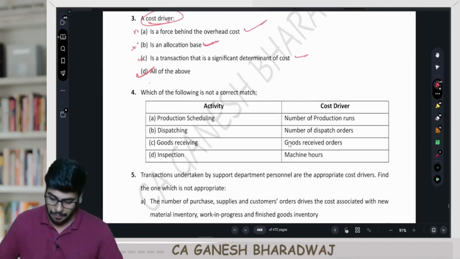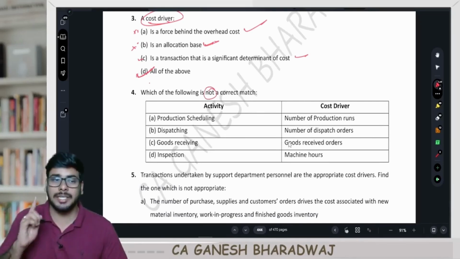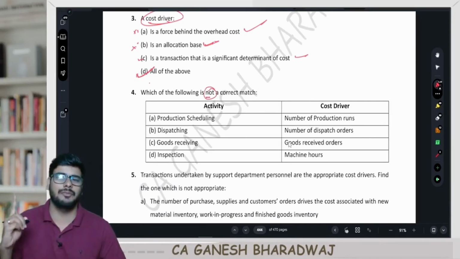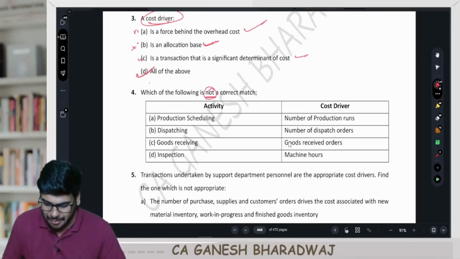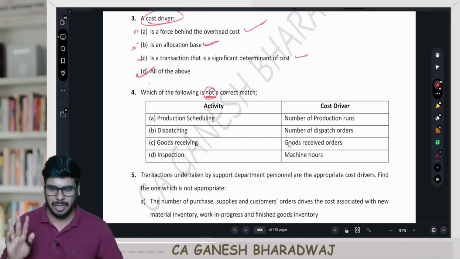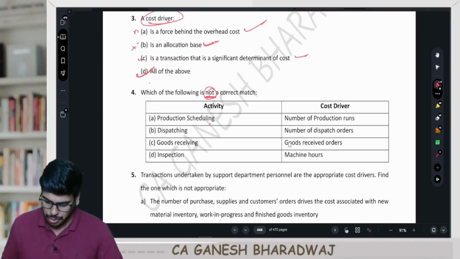Next, question number 4. Which of the following is not correct? Guys, this is where these guys play around. Now, read the question carefully. They are asking which of this is not correct. The problem is we all jump into the answer straight away. They are asking which is false in these statements. Clear with this?